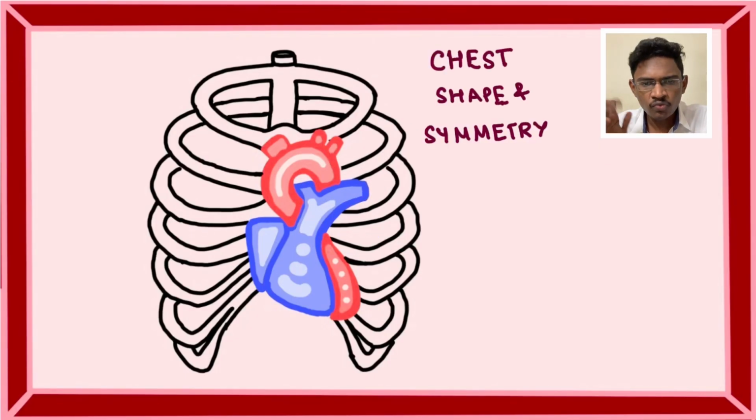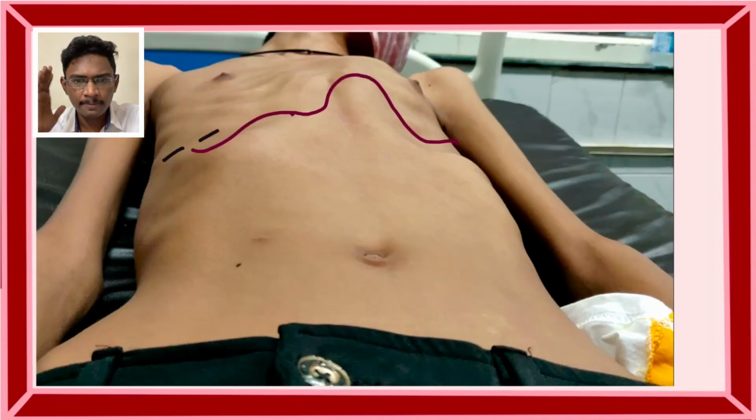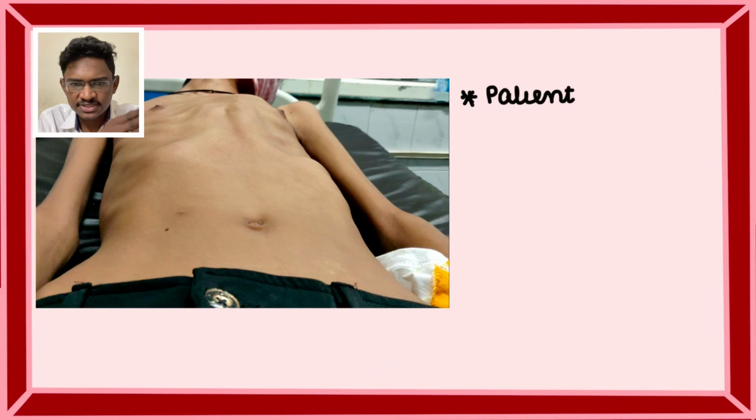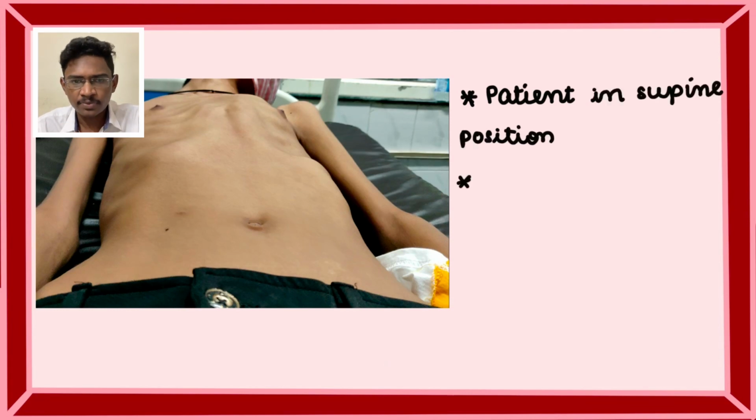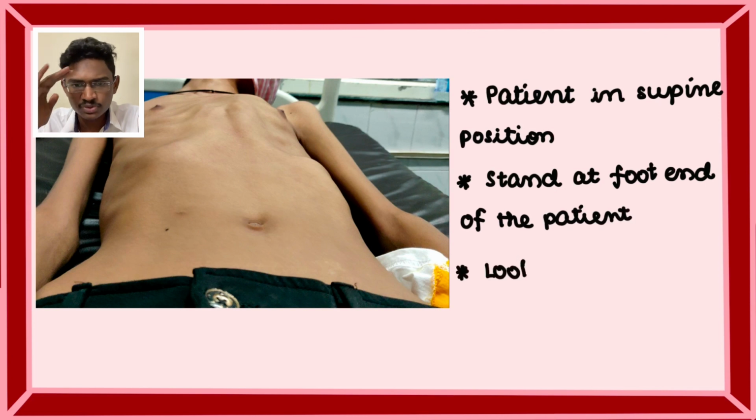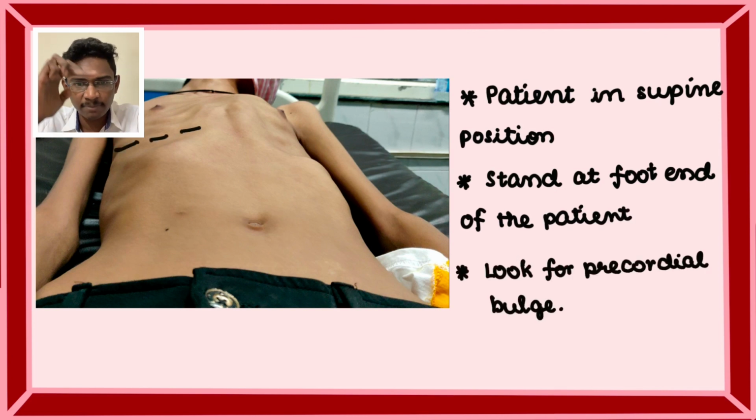Yeah, so now we are going to see the patient. First, the chest wall shape appears to be normal as well as symmetrical, and any precordial bulge we are going to see. How to look for a precordial bulge in a patient is first ask the patient to lie in supine posture, then stand at the foot end of the patient and visualize for any precordial bulge. Okay, if you see in this picture, you can clearly see bulge is there in the precordium.